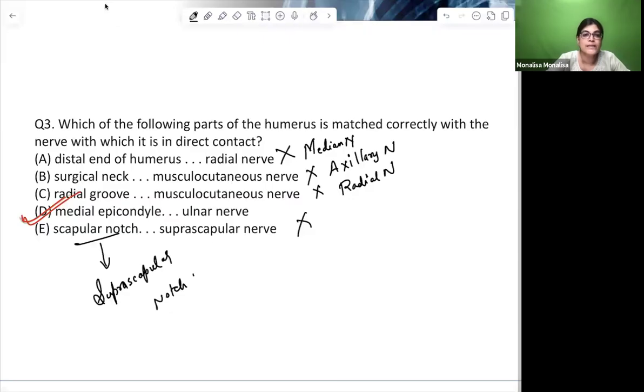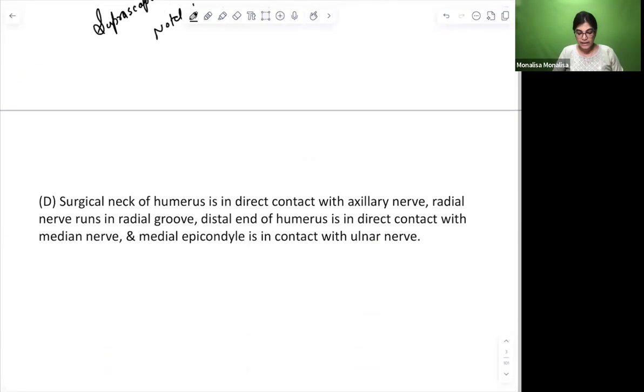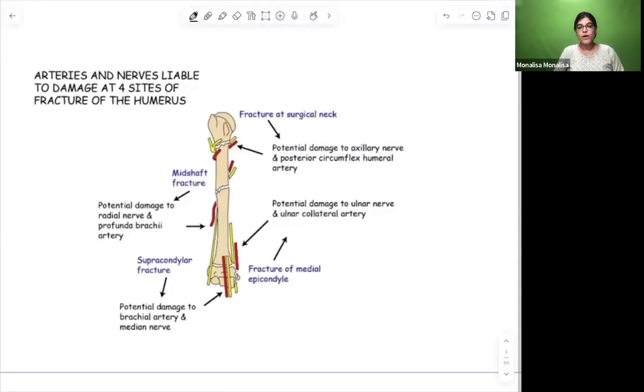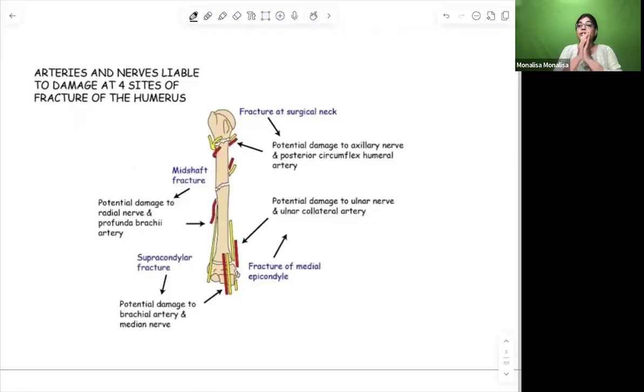So which is the correct answer, dear? D. Yes, axillary, you are right. Surgical neck of humerus is related with axillary nerve. So that is why we will mark D as the correct answer. Now here, I just want everybody to see this image. This is the image of a humerus bone.